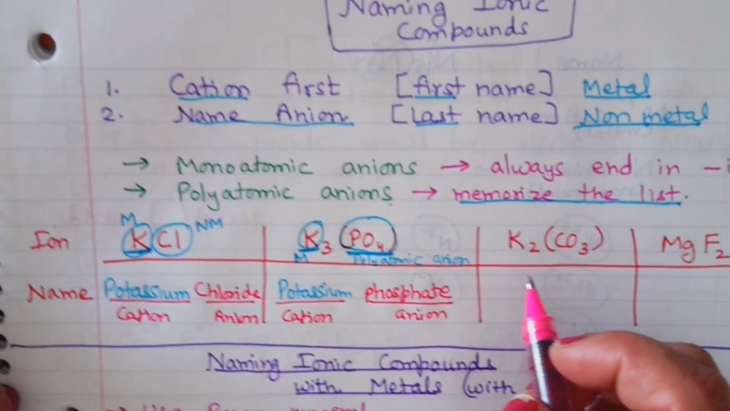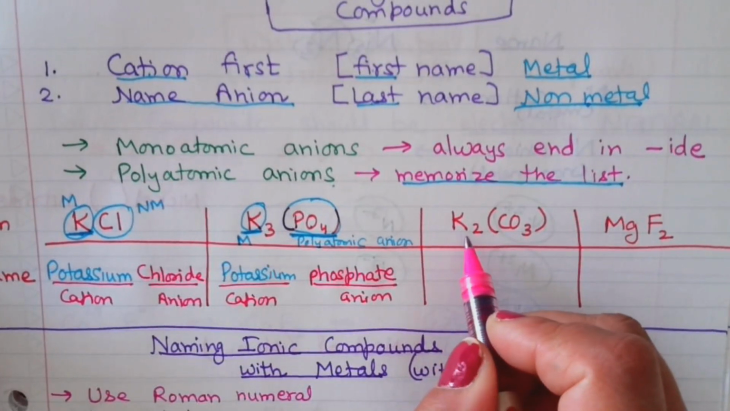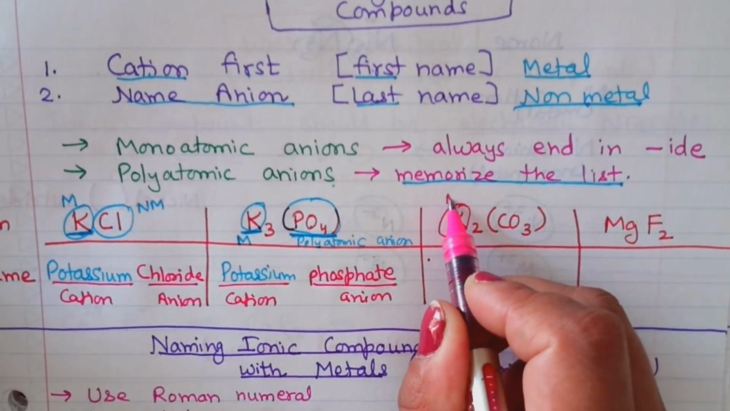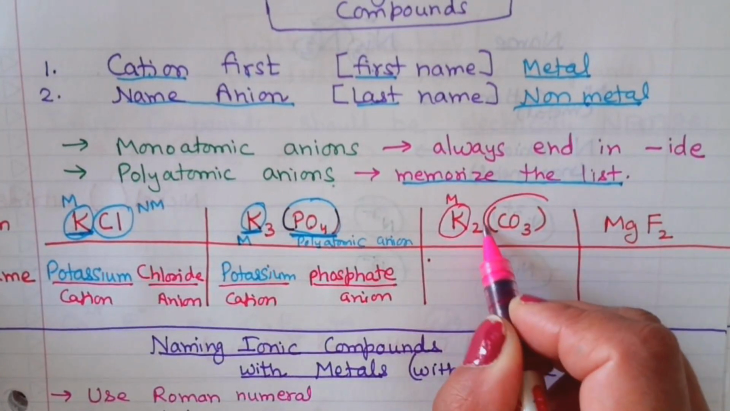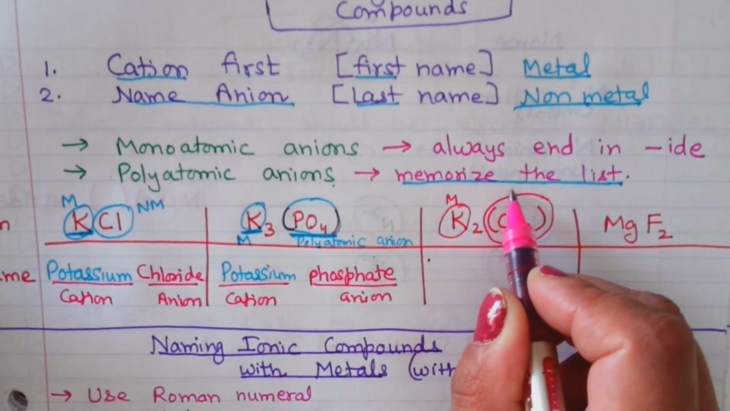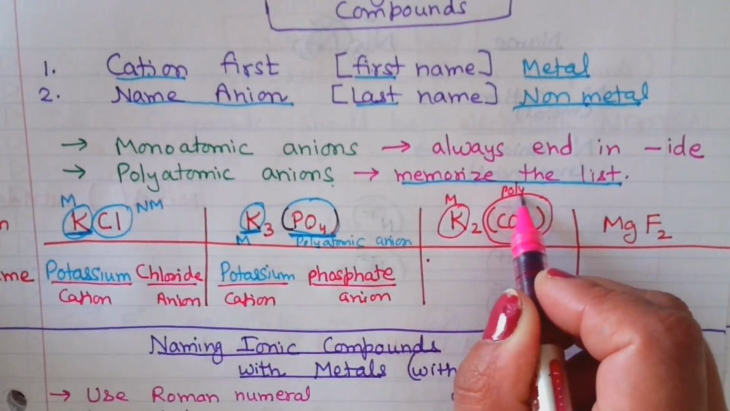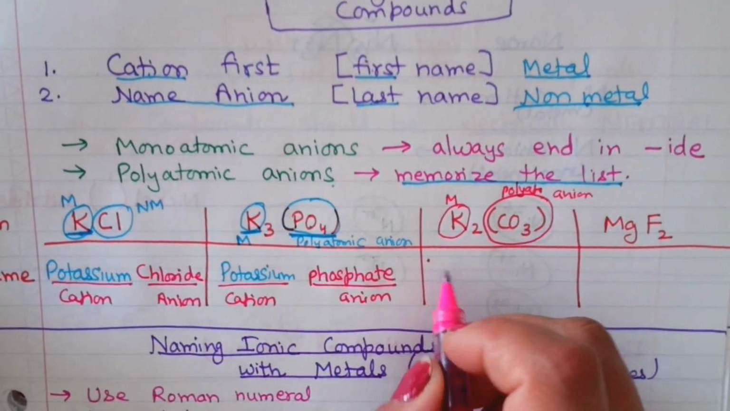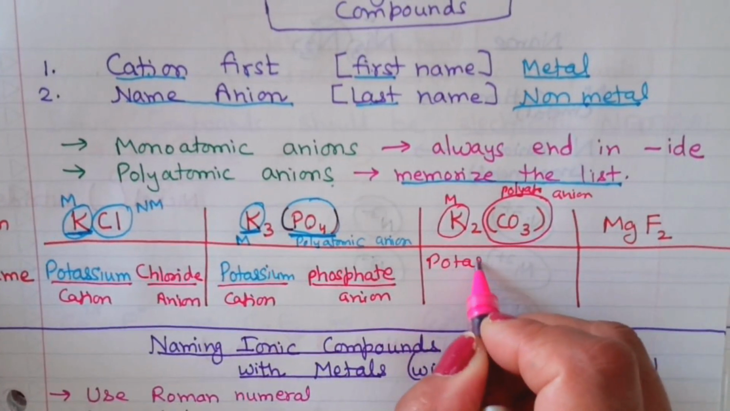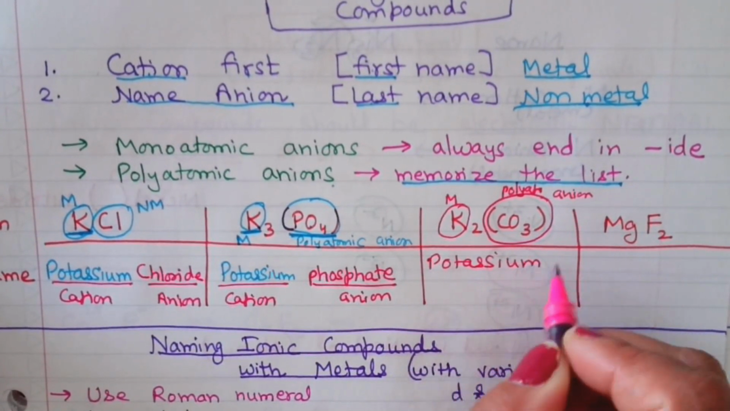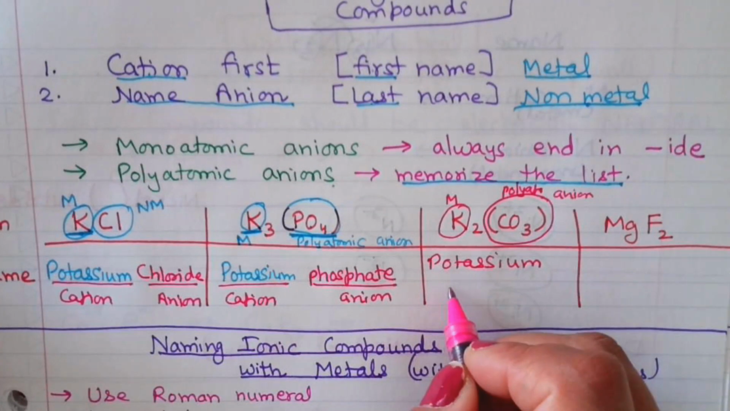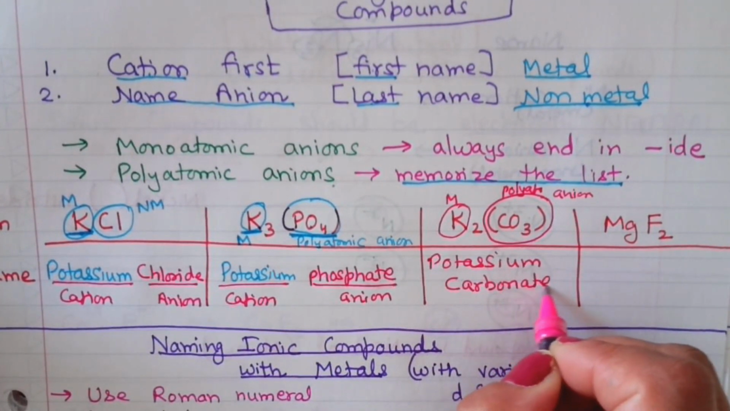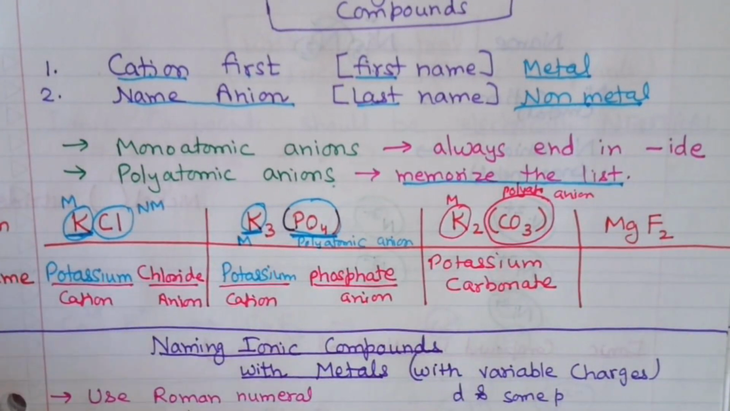Now let's do this one. Identify the metal. Again, it's potassium. Potassium is the metal, and the rest of the whole thing is the polyatomic anion. So that would be potassium, and this is a carbonate ion. Potassium carbonate. You need to memorize your ions.